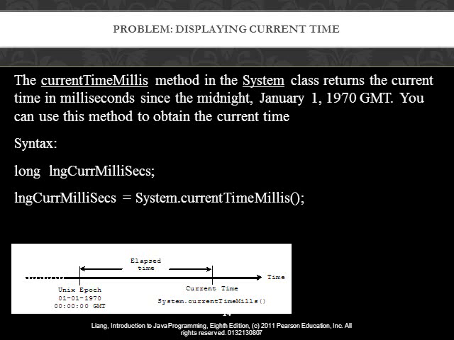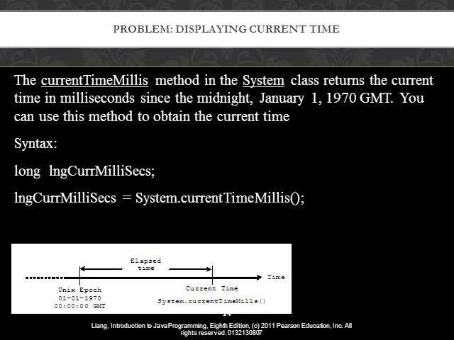Just to take a look at how we might, at this point, access the system clock to understand what time it is, there is a system function. Remember, the system class is automatically included, called current milliseconds. And I can retrieve the number of seconds that has elapsed since January 1st, 1970.